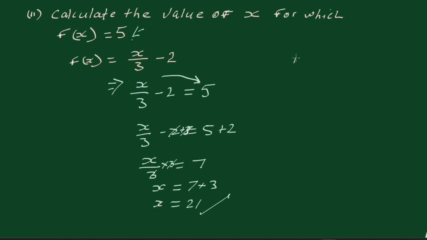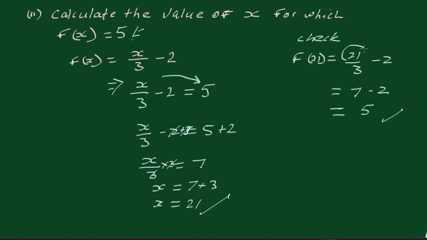You can check that f of 21, 21 being the x value we inputted into the function. So we're going to check. So 21 over 3 minus 2. 21 over 3, 3 into 21 is 7, minus 2. 7 minus 2 is 5. So indeed, 21 was the x value that went into the function to give us an output of 5. So your answer again is x equals 21.